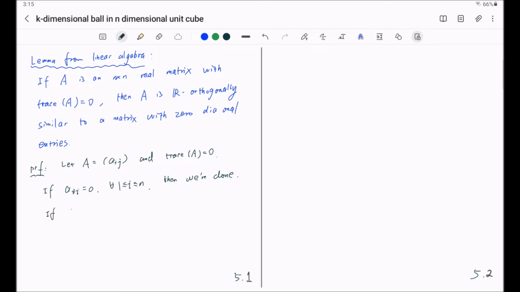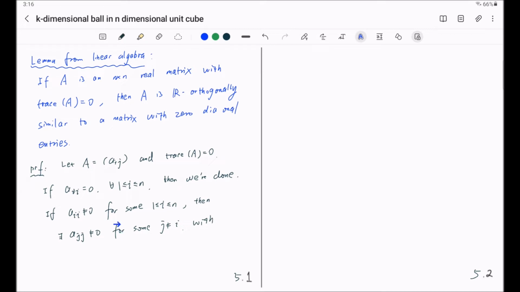If not, then there exists a sub jj not equal to 0 for some j not equal to i. This is because of our assumption that the trace of A is 0. The sum of diagonal entries is 0. If one is non-zero, there must exist another one that is non-zero.